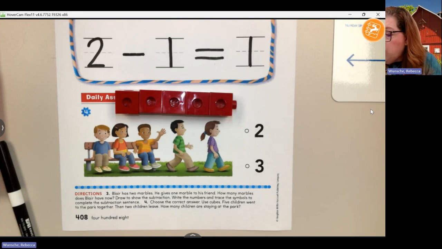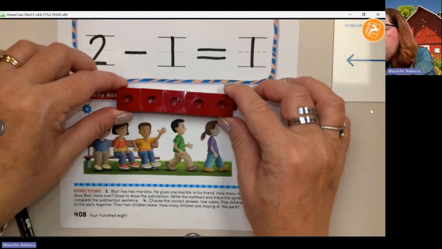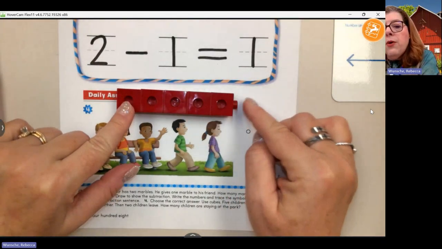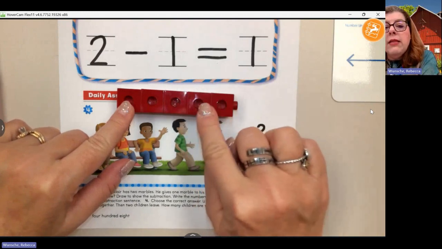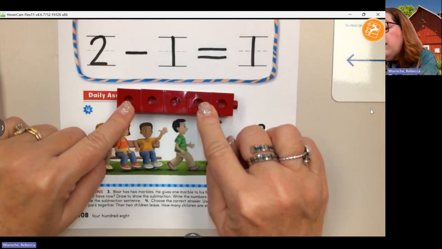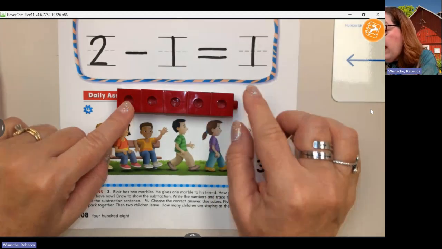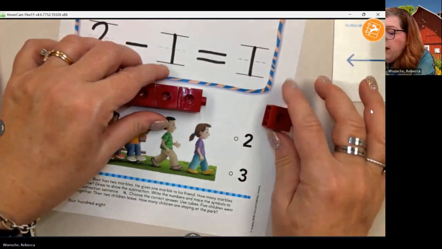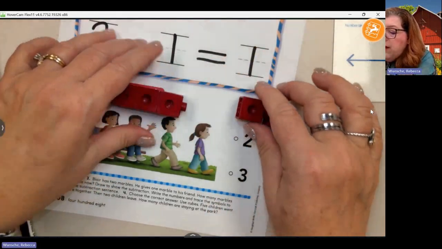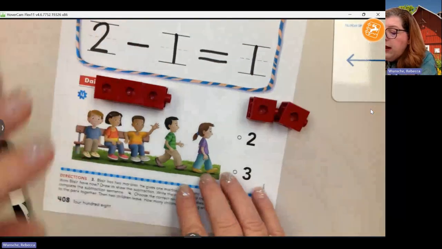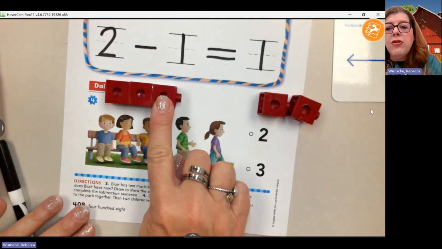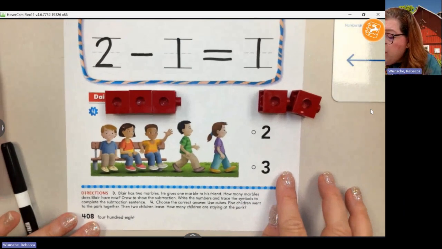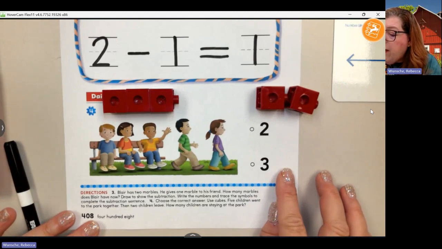Then 2 children leave. So if I have my linking cubes, I'm going to ask myself, if children leave, does that mean I'm going to put more linking cubes on here, or I'm going to take some of these linking cubes away? Well, if you're leaving, you're going to be going away. So I'm going to take 2 linking cubes away. Here's 1, and here's 2. I'm going to take those 2 linking cubes away. I'm still going to have some linking cubes that are together. These are my children at the park, but these linking cubes went away. So how many children are staying at the park?